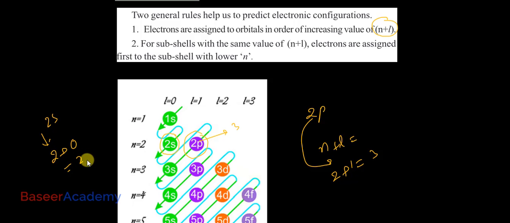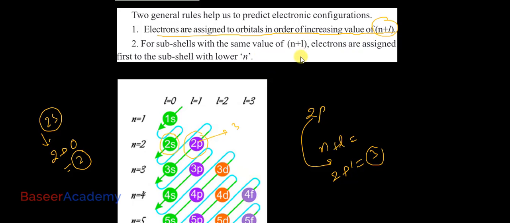So which has a lower n plus L value, 2s or 2p? The n plus L value of 2s is 2. N plus L value of 2p is 3. Obviously 2 is less than 3, which means 2s has a lesser n plus L value. So electron will first occupy 2s because it has a lesser n plus L value, and then it will occupy 2p. Electrons will occupy orbitals which have a lesser n plus L value.